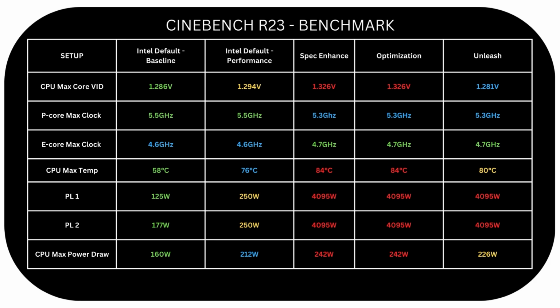Now as for the P-core max clock ratio, it maxed out at 5.5 GHz on Intel default baseline and performance modes, while it's 5.3 GHz on Spec Enhance, Optimization, and Unleash modes.